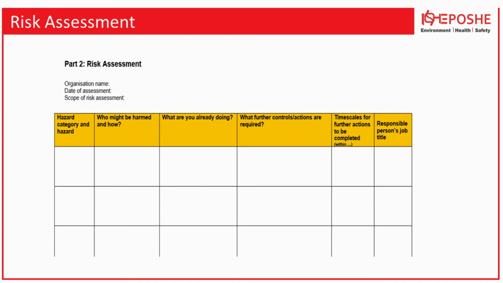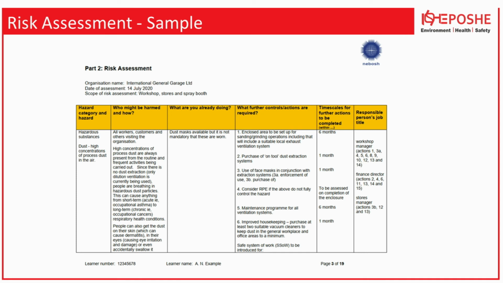If you have nothing to write in existing control measures, then write not applicable. Never leave the column blank. If you leave blank, the criteria becomes not met. Now pause the video and read the sample document provided by Nebosh for getting more information.